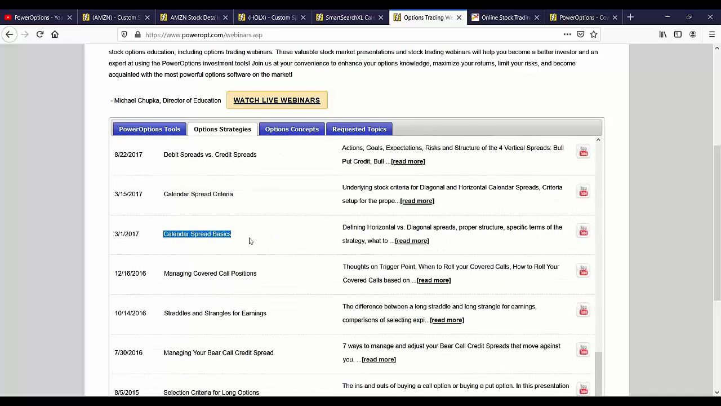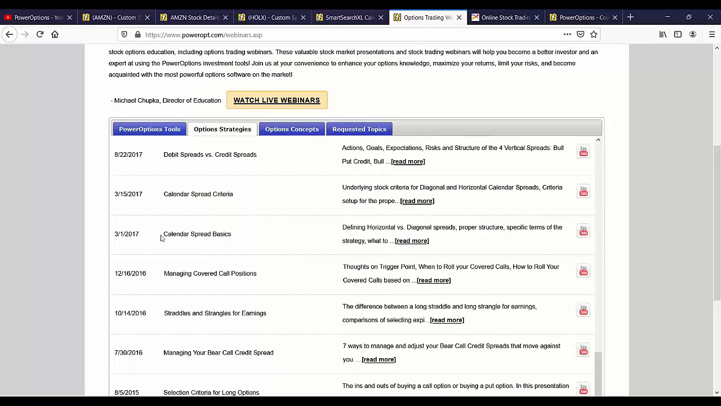Calendar spread basics. For those of you that might have been a little bit lost, this is a good starting point. It talks about defining horizontal versus diagonals, proper structure, specific terms, very important. Different than a covered call. There are 3 to 4 very important terms you're not used to with a covered call that you'll have to use in the diagonal spread or the horizontal spread. We talked about delta ratio, debit to strike difference ratio, right cycles. These things are a little bit more important, that you don't get into with the covered calls too much, but are essential for the calendar spreads. And then again, the calendar spread criteria.